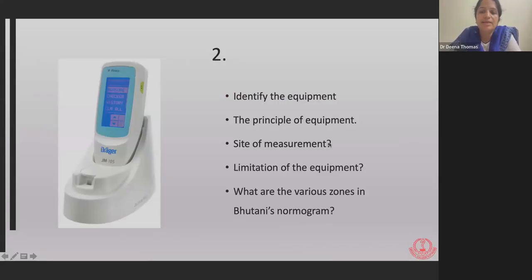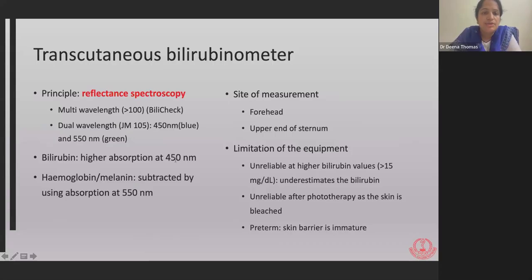Coming to the next equipment, the question is: identify the equipment, the principle of this equipment, the site of measurement, the limitation of the equipment, and what are the various zones in the Bhutani nomogram. The instrument is the transcutaneous bilirubinometer. The principle is reflectance.